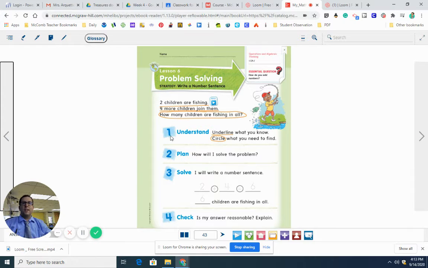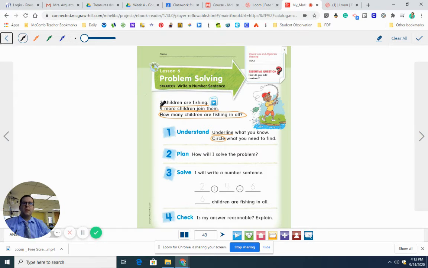So the first thing that they tell you to do here, number 1, says understand. What we're going to do is underline what we know. So in this one here, they did it for us. But what we would do here, we're going to take our pencil. We're going to underline the things that we know. We can underline, we know there are 2 children that are fishing. We know that 4 more children came to join them. All that's left now is, how many children are fishing in all? That's the part that we don't know.